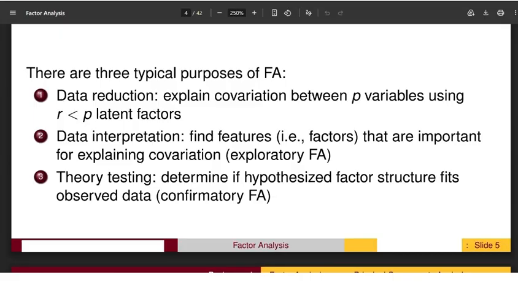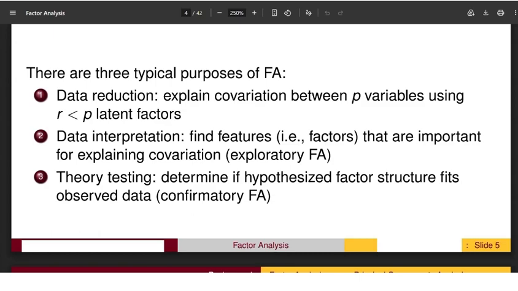Then number two is data interpretation. Let me tell you this. We actually want to identify factors that could explain the reason why variables correlate. And that's what we mean by data interpretation. Then the last purpose is theory testing.